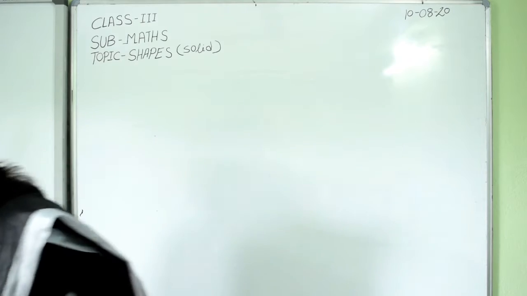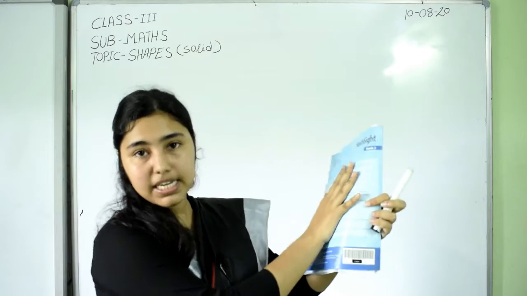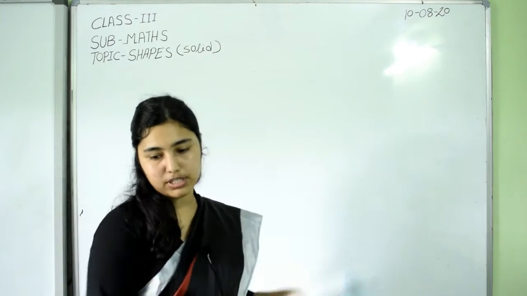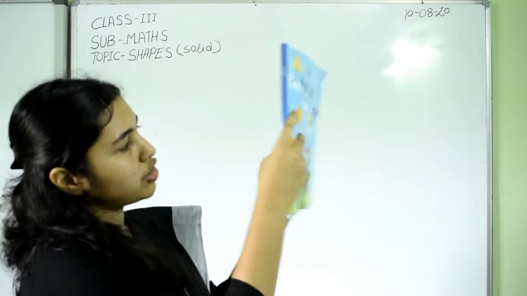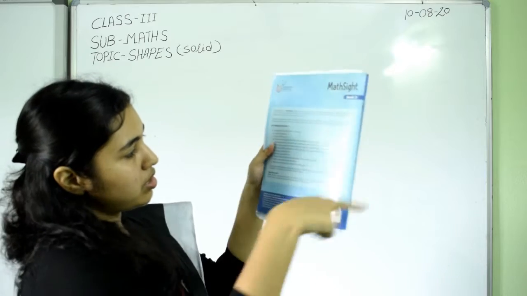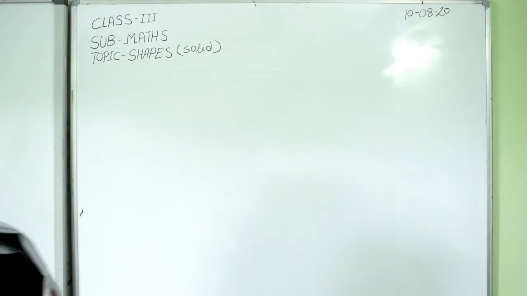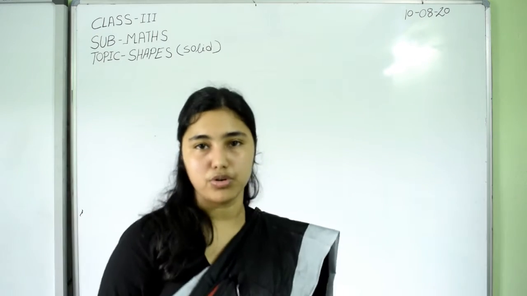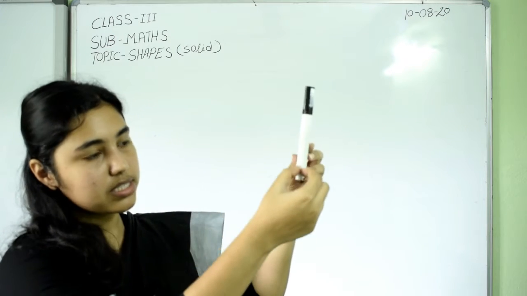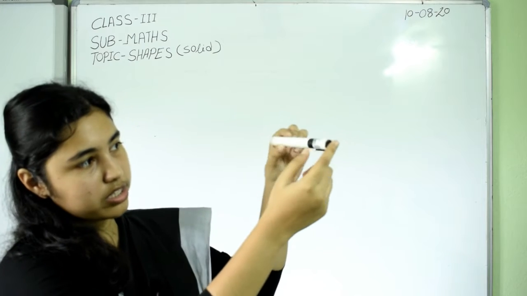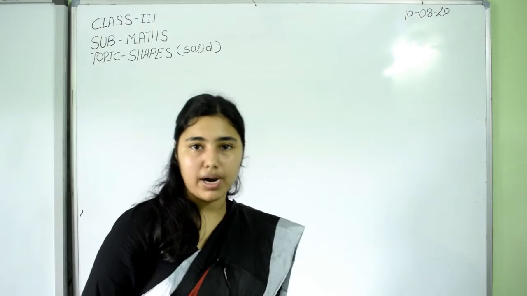Now the part of a solid which we can touch or see is known as surface. So the surface of this book is this part which we can touch. Okay, this part or this part, these are known as the surface of this book. Or look at this marker here. This part is the surface of this marker, or this part and this part are also the surface of this marker.